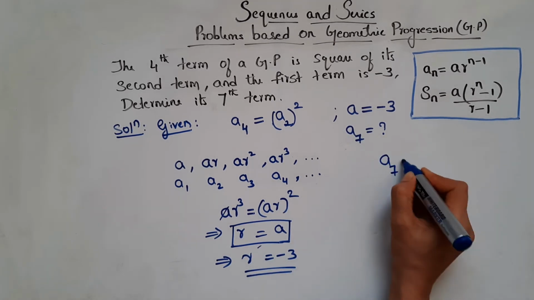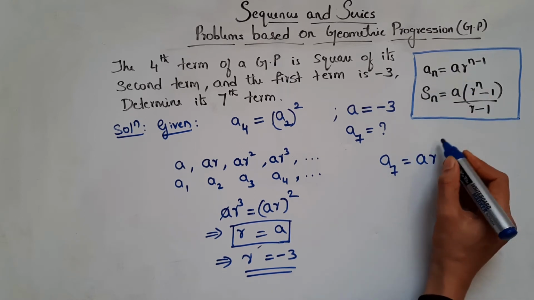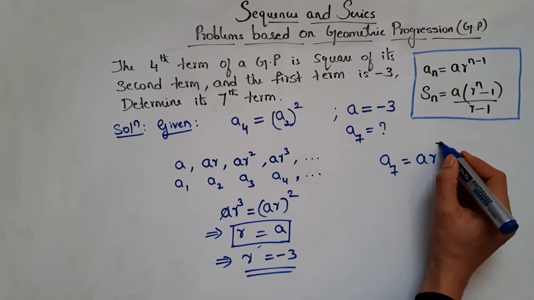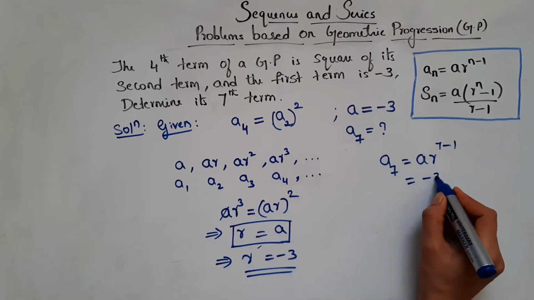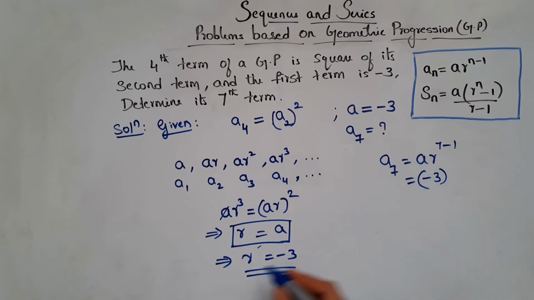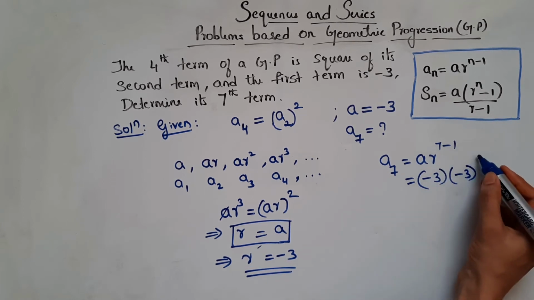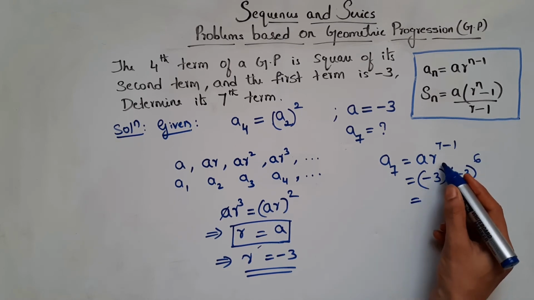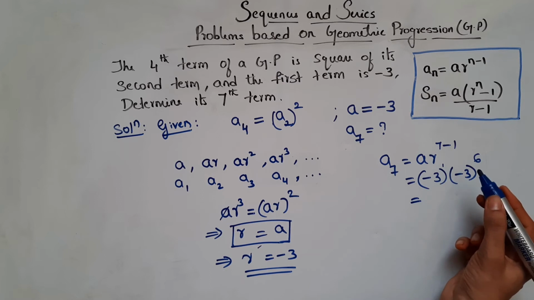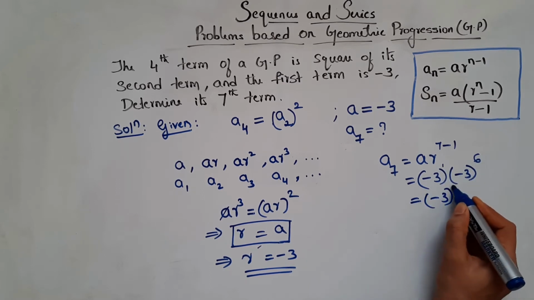So A7, that is the seventh term, is given by A into R power n minus 1. N is 7, so 7 minus 1. We know A is minus 3. And what is R? R is also minus 3. So 7 minus 1 will give you 6, right? Which is equal to minus 3 power 6 plus 1, so 6 plus 1 is 7. So minus 3 power 7.